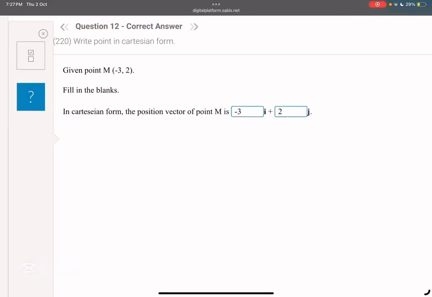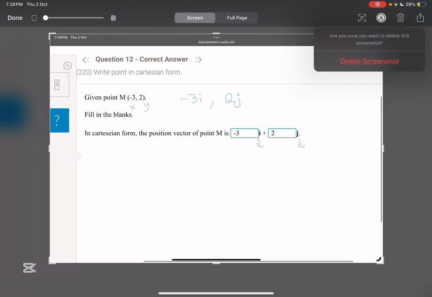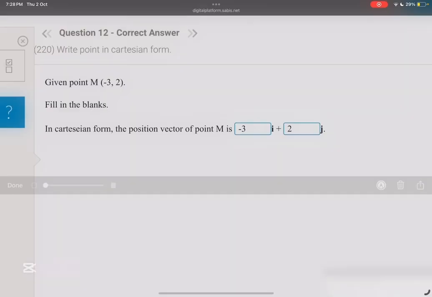Basically, you just find Cartesian form, which is basically just saying i for x and j for y. So this is x and this is y, so it's going to be negative 3 i because it's x, and then 2 j because it's y. Very simple. You just slot them in.